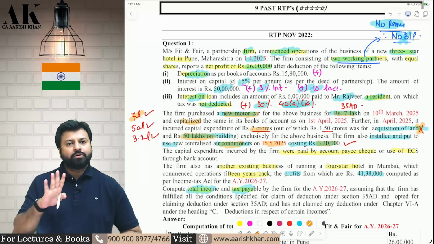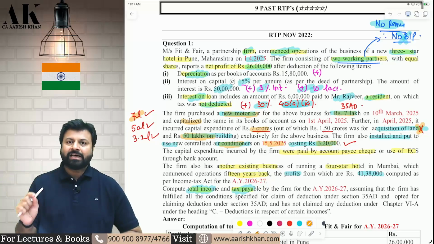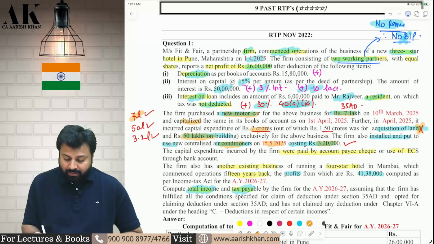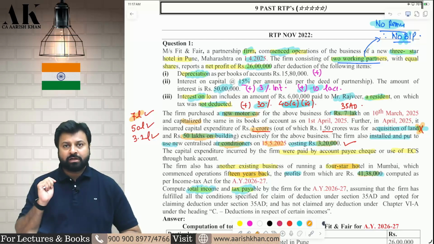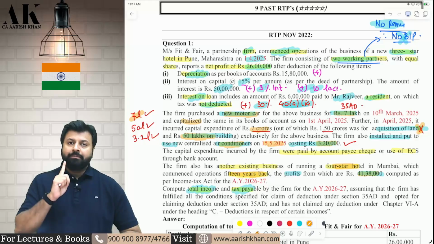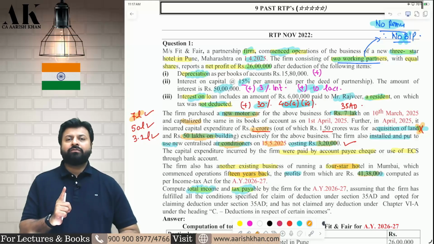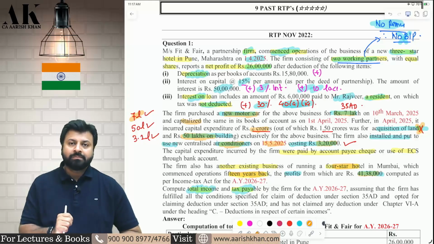If you do all these things, you will be under loss. Your 3-star hotel will be under losses. So now the question is, you have another hotel, which is a 4-star hotel, which started 15 years back. In that there is a profit. So the question is, can I set off the loss of the 3-star hotel against the 4-star hotel profit? The answer is yes, because a 35AD business loss can be set off only against 35AD income.